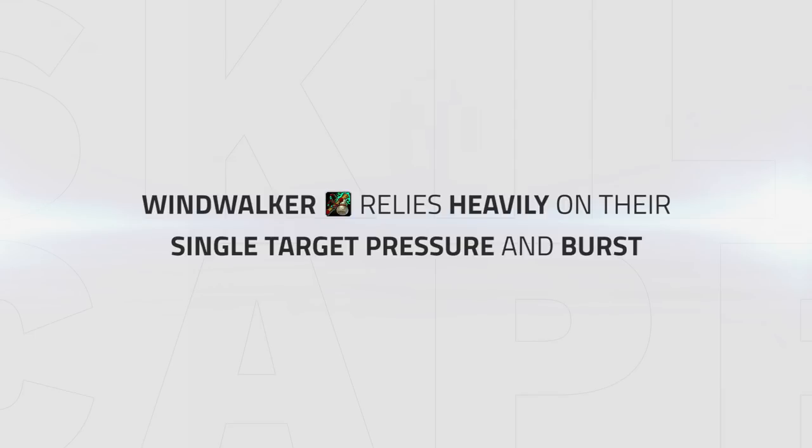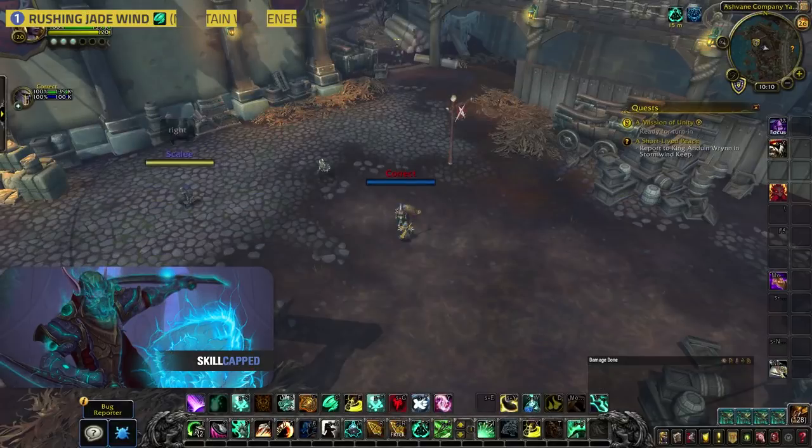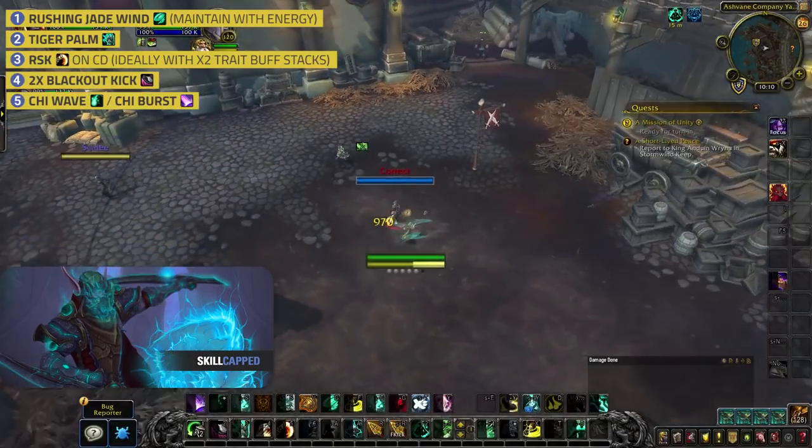Windwalker relies heavily on their single target pressure and burst, so doing it effectively is a necessity. It differs from your usual PvE rotation due to the mechanics incorporated with your Azerite traits, making you ignore your combo strikes in order to do maximum burst. Your single target prioritization will look like this.